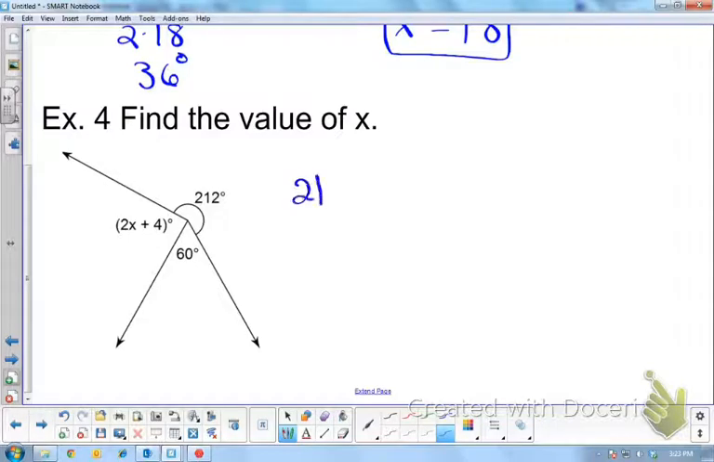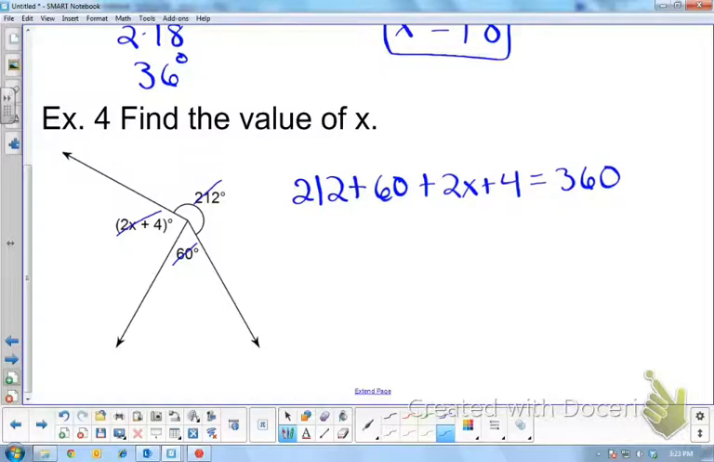So we said 212 plus, and then we pick another angle, 60. So we've used 212, you've used 60, plus 2x plus 4 should all equal a certain amount. This should equal 360. And this is the process we'd use if we had supplementary or complementary, except this 360 can change if we have supplementary or complementary. If it's supplementary, we'd add up what we have and set it equal to 180. If it's complementary, we'd add what we have, set it equal to 90.